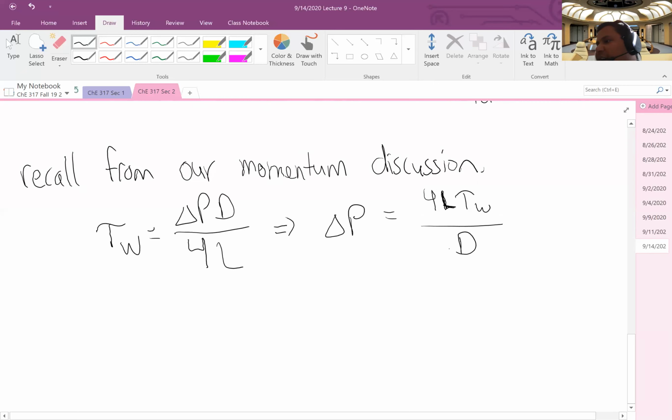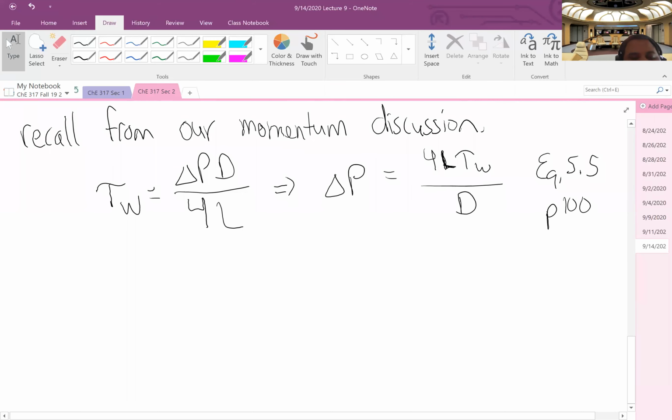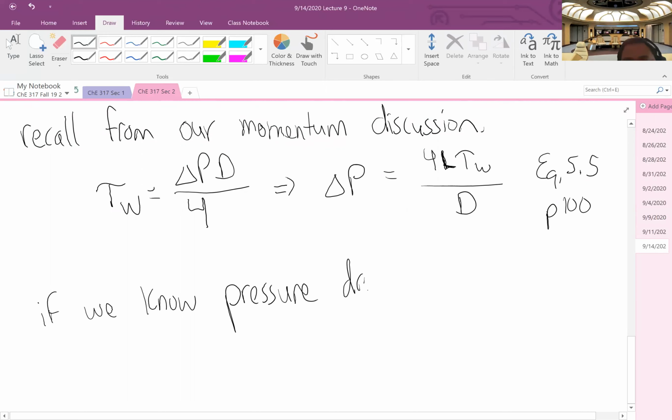which, while nice, leaves us with an issue. And for the record, this is equation 5.5 on page 100 of your text. So what it tells us is if we know pressure drop, we can determine shear stress.